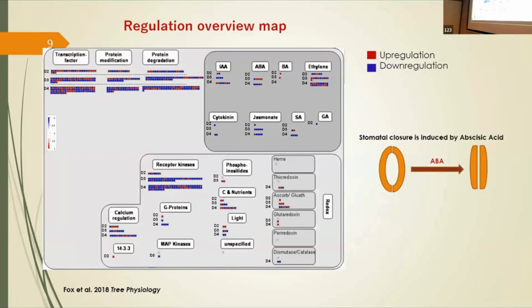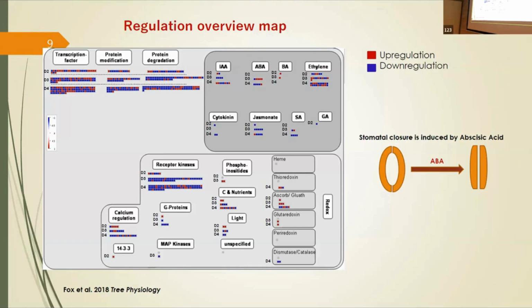So the same needles, this is actually the same RNA-seq data set, we could also analyze the hormone response in relation to stomatal conductance reduction. And we saw that ABA was not, where is the ABA in this figure? ABA was not dramatically responding in the first stage of stomatal reduction.